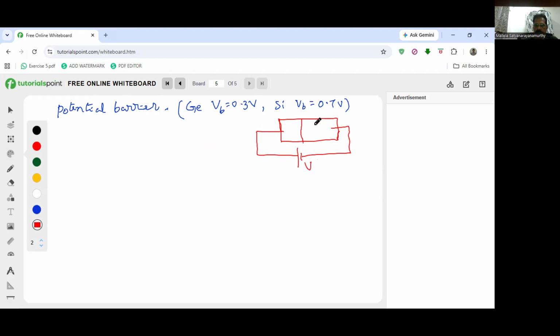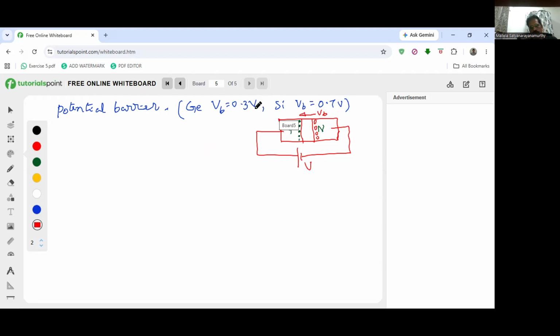Here there is a depletion layer. This is P type, this is N type. Immobile ions are there, electrons in the P region and holes in the N region. Because of these, you will have a potential barrier here. If they mention germanium, you automatically take 0.3 volts. If they mention a silicon diode, you automatically take 0.7 volts. There is no other alternative.